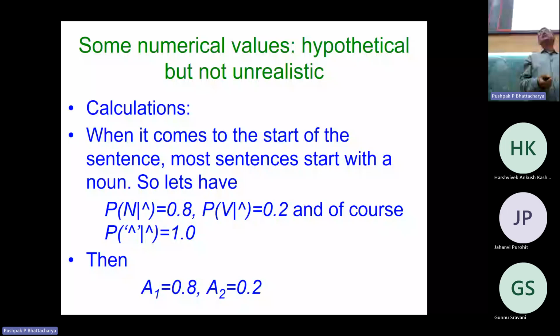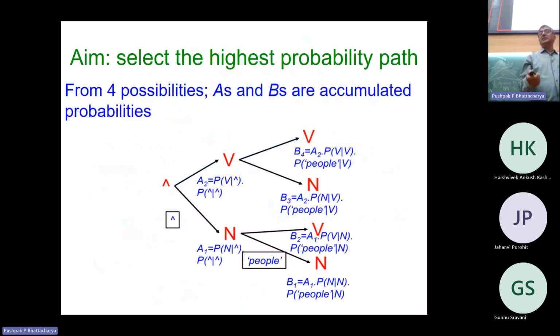Calculations. When it comes to the start of the sentence, most sentences start with a noun. So let's have probability of N given hat as 0.8 and probability of V given hat as 0.2. And of course, probability of hat given hat is 1.0. So we are not making use of data. We are just making use of some linguistic intuition. Most of the sentences begin with N, so therefore probability of N given hat is 0.8. And probability of hat given hat is 1. Therefore, A1 is 0.8 and A2 is 0.2, as you can see on the screen.